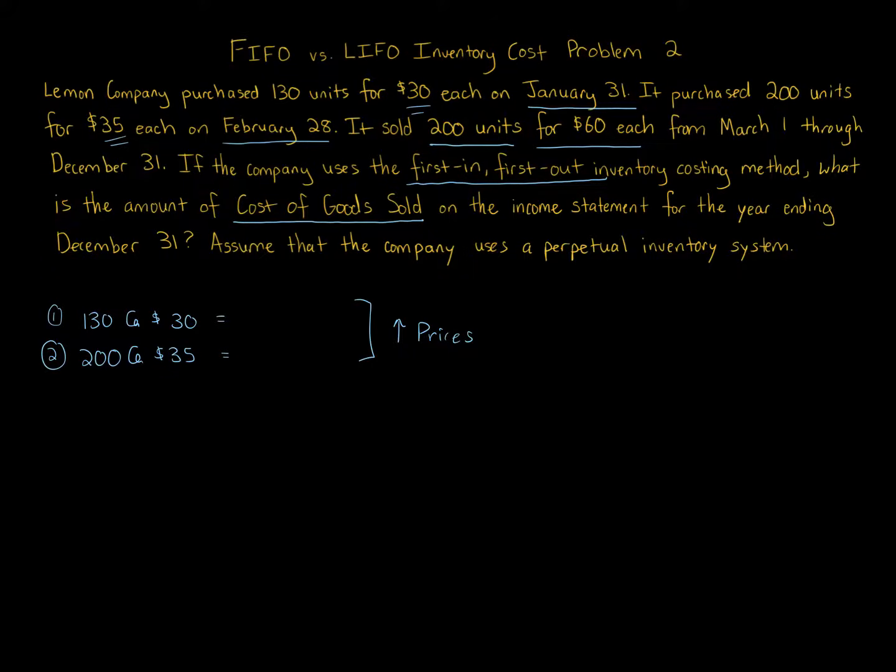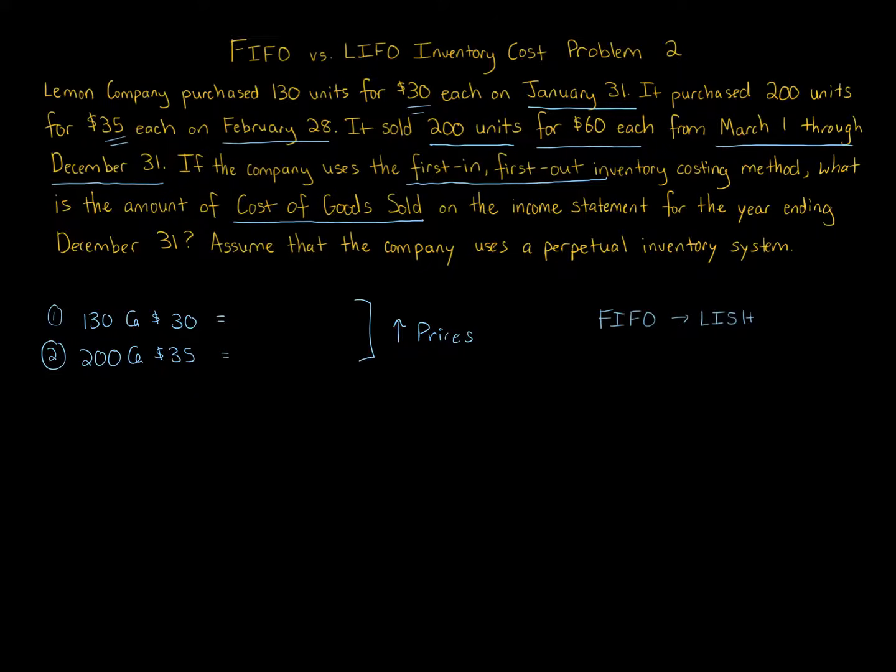The key, though, is FIFO, which is first in, first out, also known as LISH, last in, still here. FIFO means that the first layer is the first one to go, and then the last layer is the last one to go, in that order chronologically. Now, we're told in this problem that the sales take place from March 1st through December 31st. So that means that these two layers on January 31st and February 28th were acquired before any sales took place, making the question a lot easier. All right, so this is not too difficult.